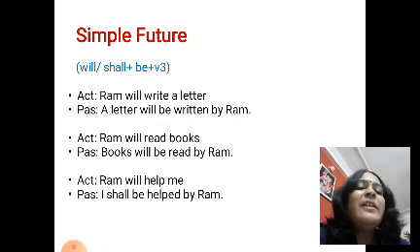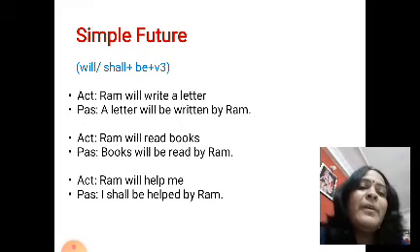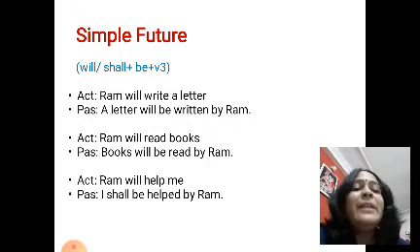Ram will write a letter. So, listen here. What's the formula? Subject plus will/shall plus be plus V3. Ram will write a letter. Letter will come first. A letter will, we have to use be, written by Ram. Ram will read many books. Many books will be read by Ram. Ram will help me. I shall be helped by Ram.